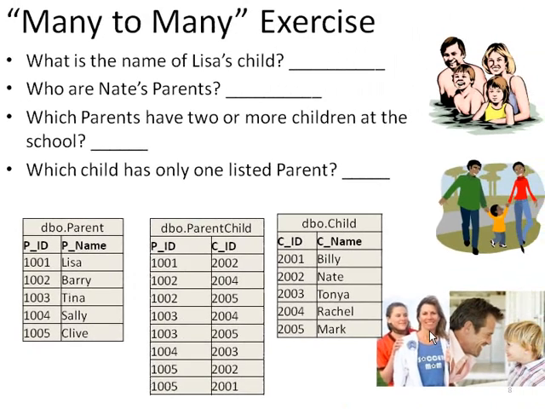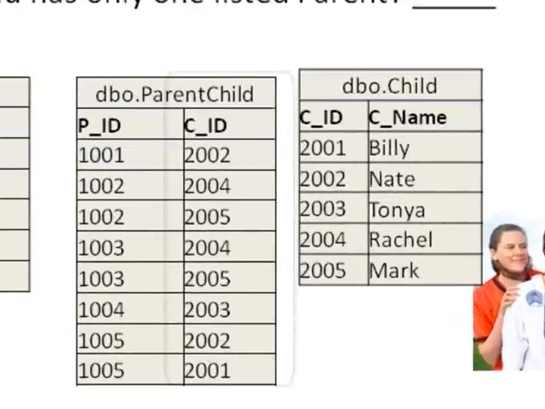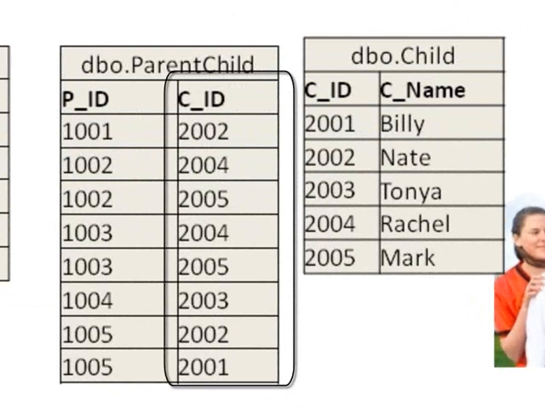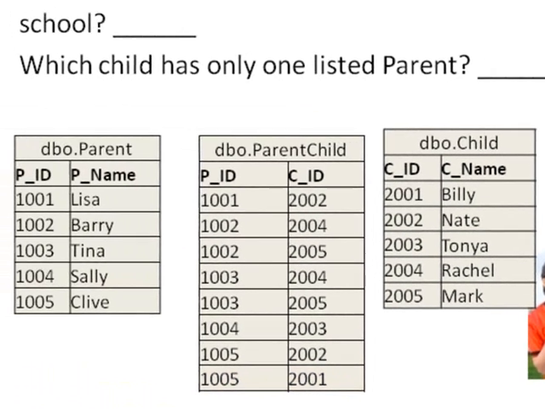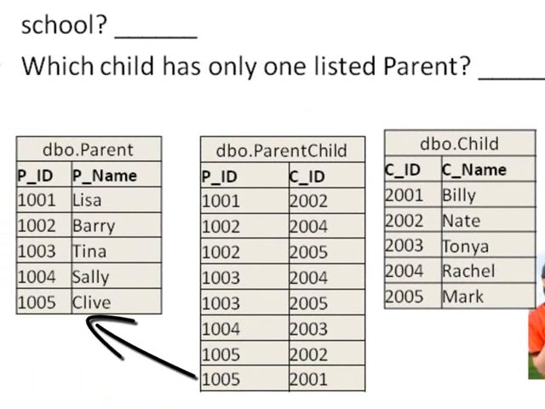Now, which child has only one parent listed? Well, let's go to the parent-child table, and let's look. 2001 looks like Billy is only listed once. Billy is a child of parent Clive. It looks like 2003 Tanya is also listed only once. Tanya belongs to 1004, which is Sally.